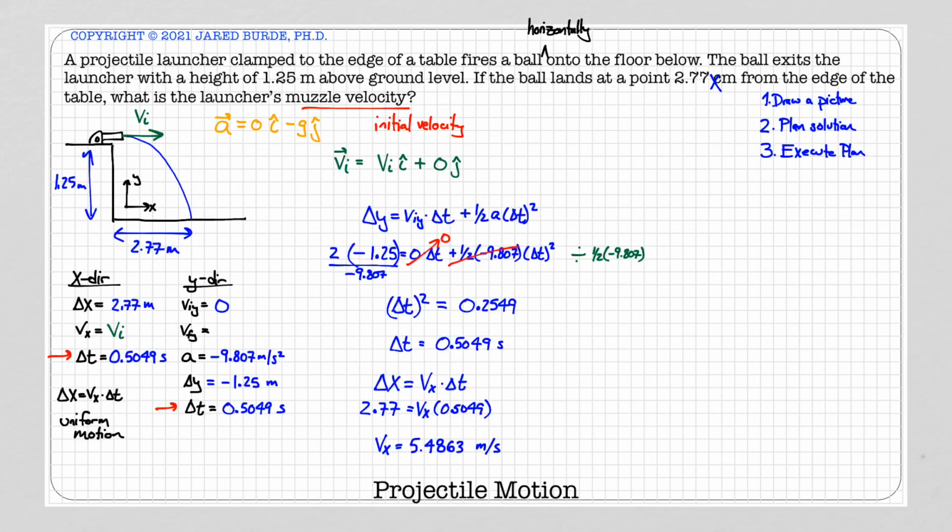We notice that we have 3 sig figs and 3 sig figs in our given value, so we're going to round this to 3 sig figs as well. And our final answer is going to be that the initial velocity was 5.49 meters per second. This is the initial horizontal velocity of the launcher, and again, since the launcher is being launched horizontally, that must be the muzzle velocity of the launcher as well.